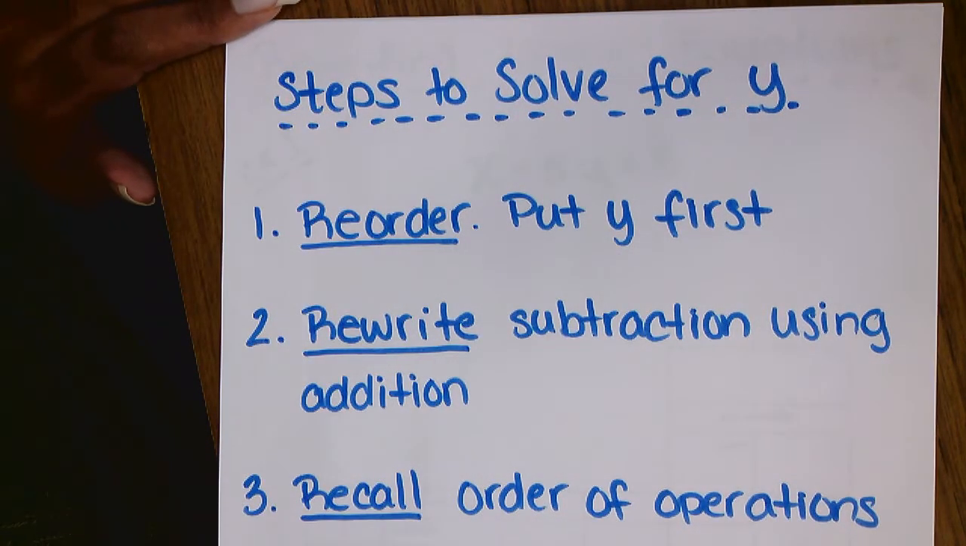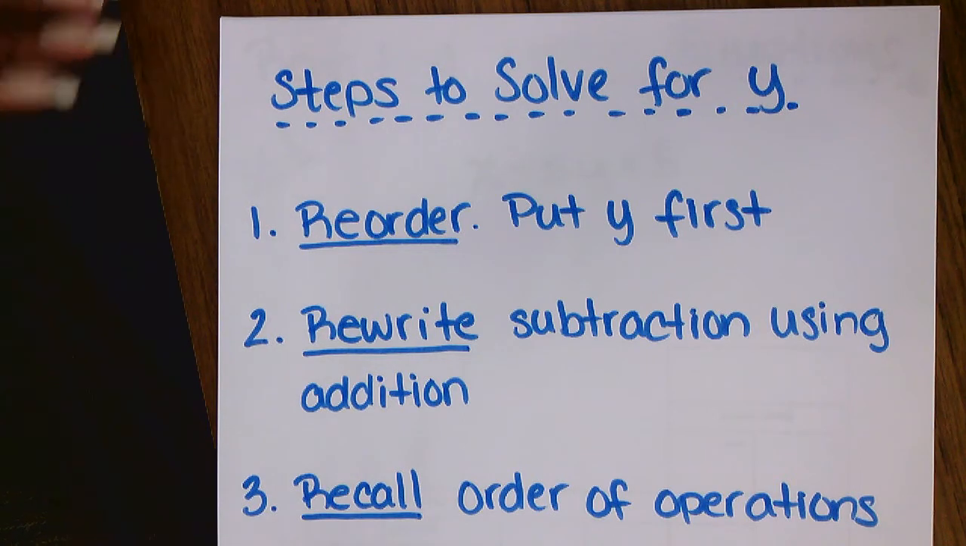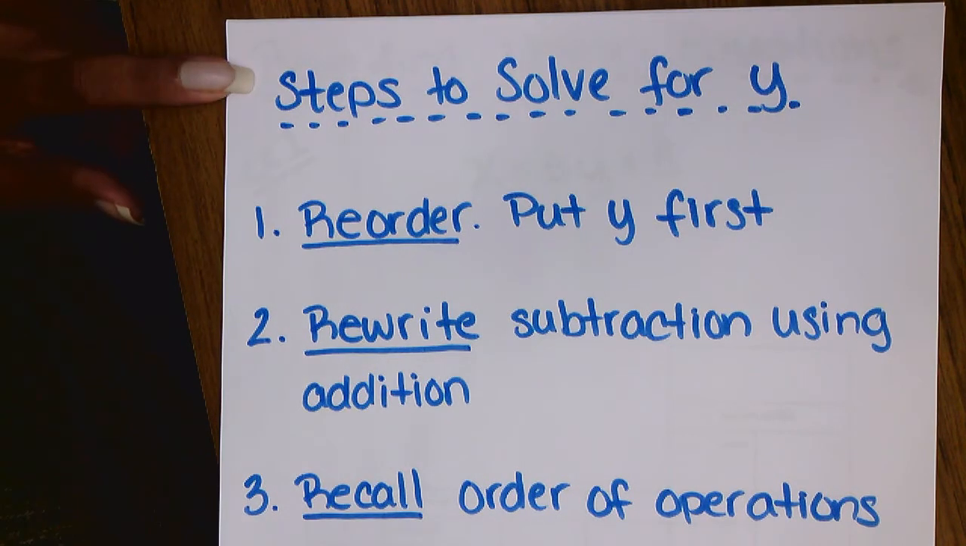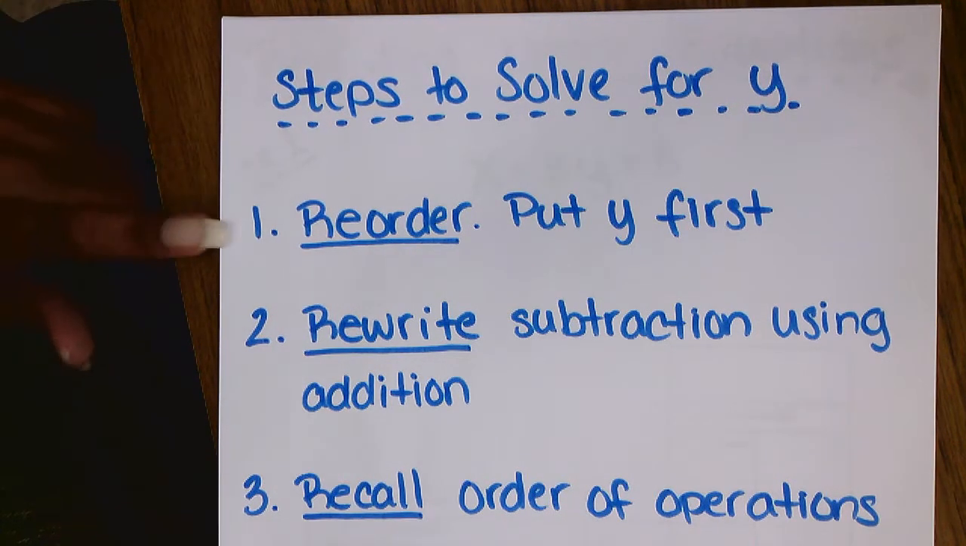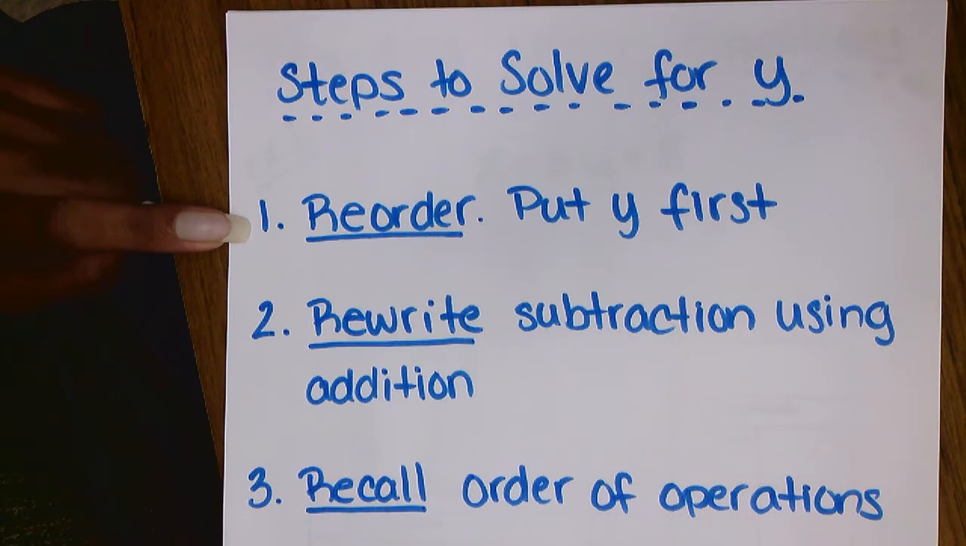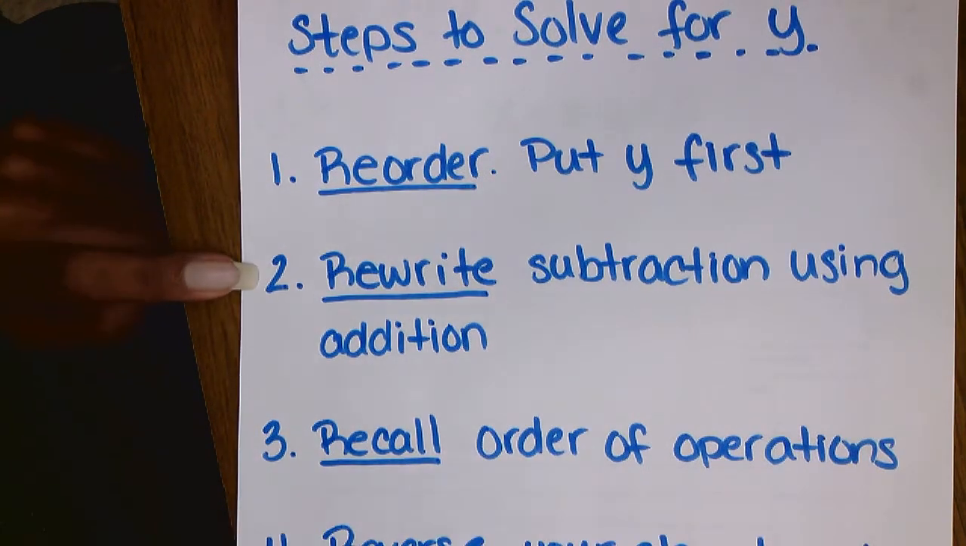Before we get into that, I wrote down a few steps. I would suggest pausing the video and writing down the steps, and I'll incorporate the steps into how I solve each of these problems later. The steps for solving for y: first you would reorder, and I would put your y first, or whatever term has your y variable in it, as your first term in your equation, all the way to the left.